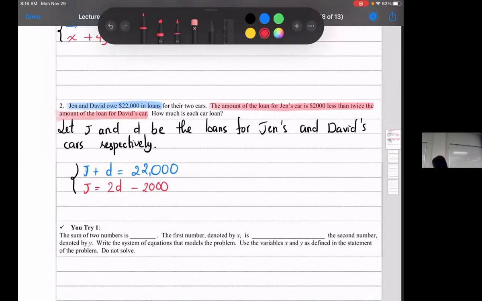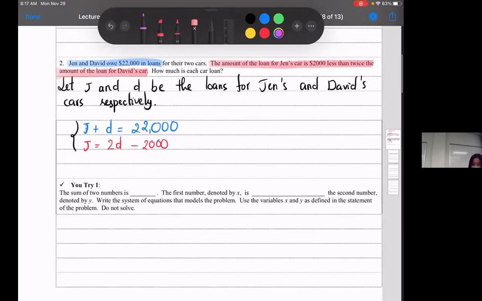You try one. I didn't print out the papers, so I'm going to look it up. Come on. You try. Come on. I should have printed them out. I think it's 23.